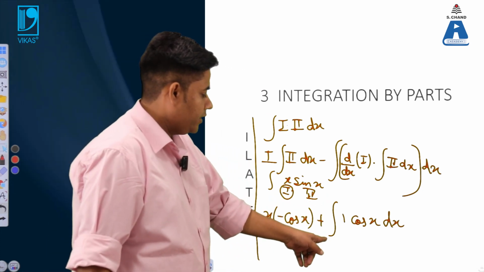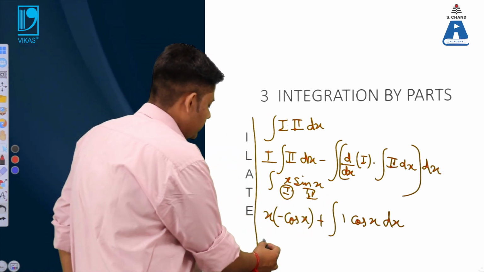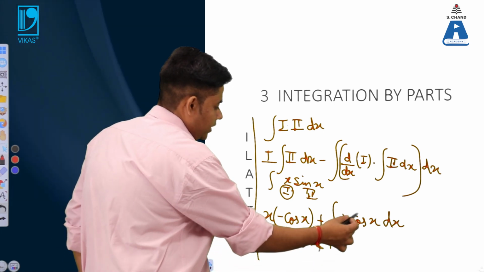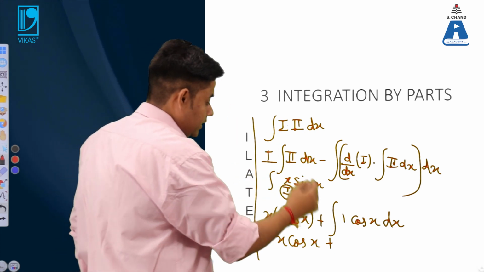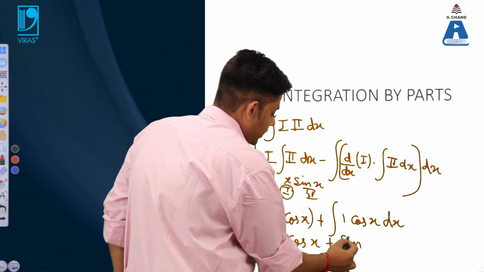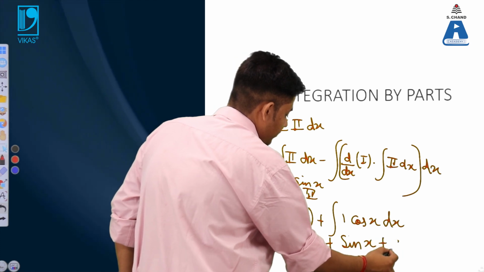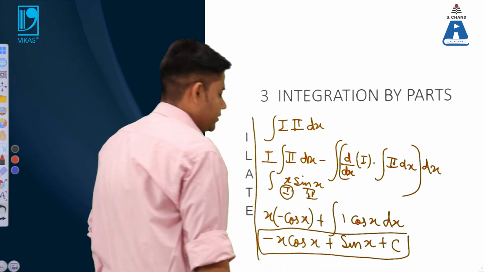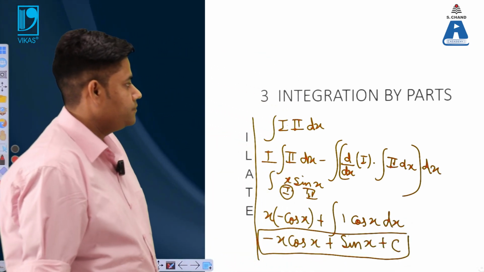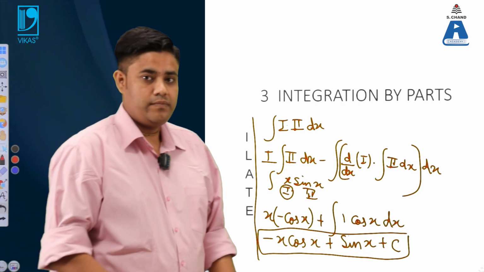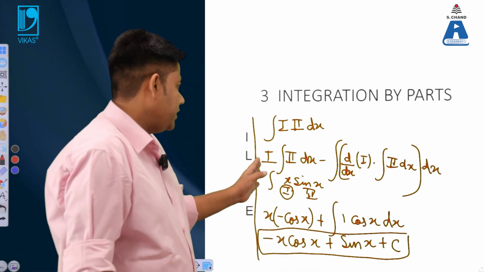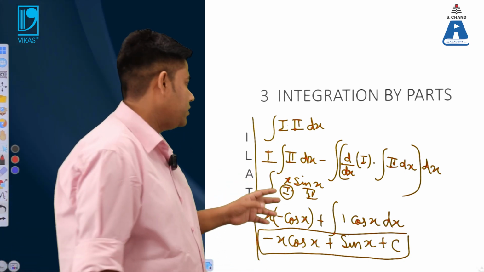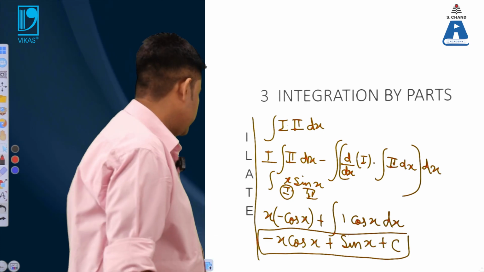Then we have the integral still left, and we have minus x cos x, and plus the integral of cos x. The integral of cos x is sin x. We write sin x here, and finally you have to mention c. This is the final result obtained through the by parts method. This method applies when there are two functions in a product, and we apply this formula to solve them further.